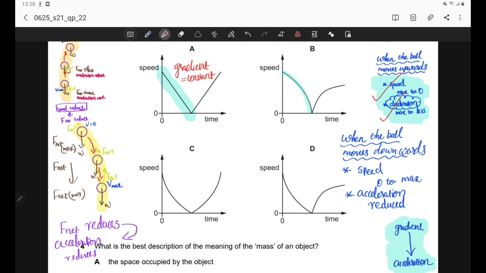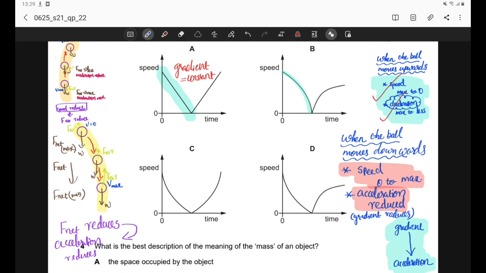Now we can again look back at these two graphs in options C and D, and check which graph satisfies these two conditions. Speed should increase from 0 to maximum, and acceleration should decrease. Acceleration means nothing but the gradient of the graph should reduce. So therefore we can look at the graphs in options C and D separately.